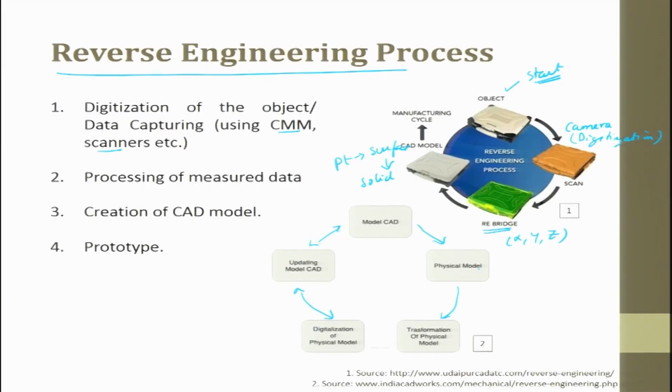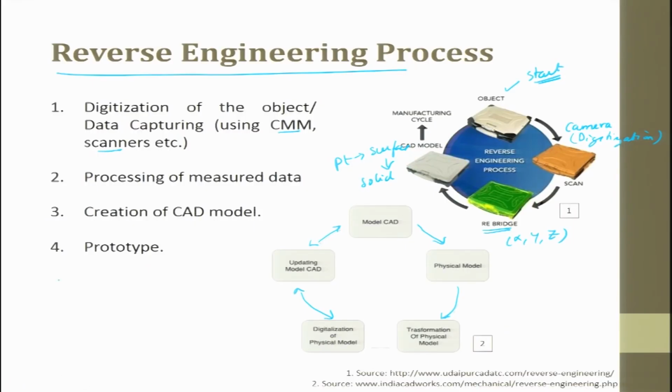So physical model, from physical model we transform, the transformation of physical model which happens here. So the processing of data happens. So digitizing of the physical model happens. Then what we do is we create the CAD model and then we try to make prototypes.